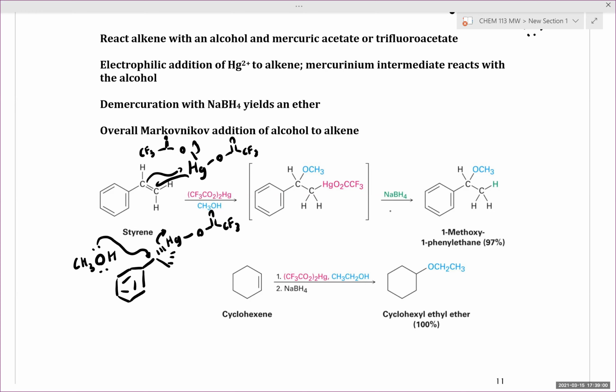Does this idea make sense to everyone? And is everyone comfortable with the mechanism for this oxymercuration reaction? Any questions?